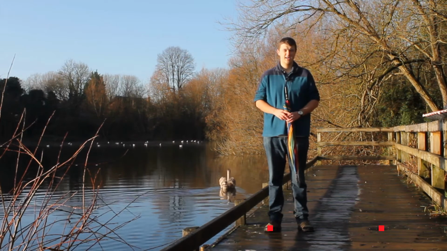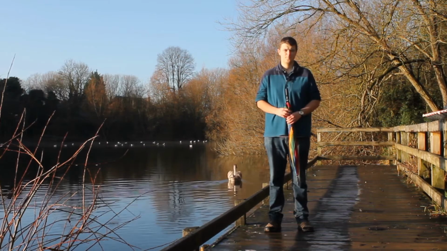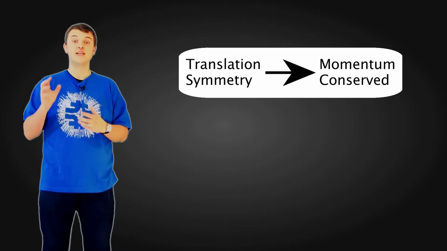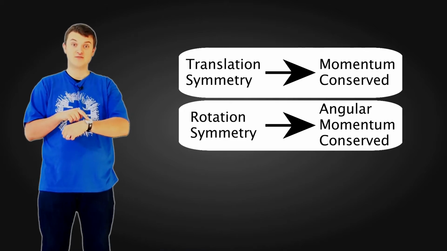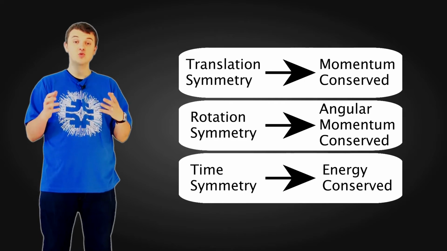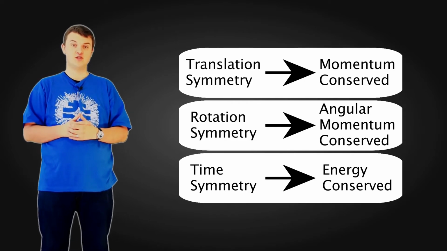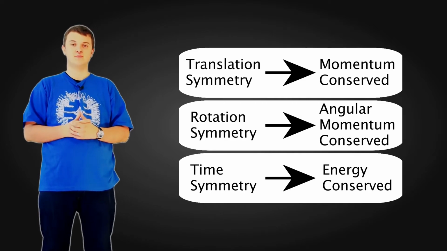So, if the universe obeys this spatial symmetry, Noether's theorem gives us the tools to find a conserved quantity, and in this case, that conserved quantity is momentum. Similarly, rotational invariance leads to angular momentum conservation, and time translational invariance leads to energy conservation. Now at school and university, we make a big deal out of momentum and energy conservation, and so now you know why these quantities are conserved.